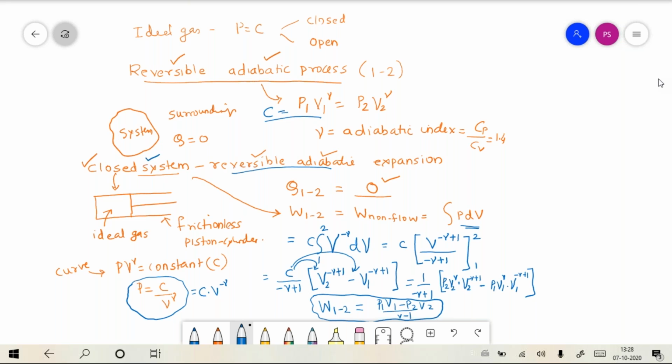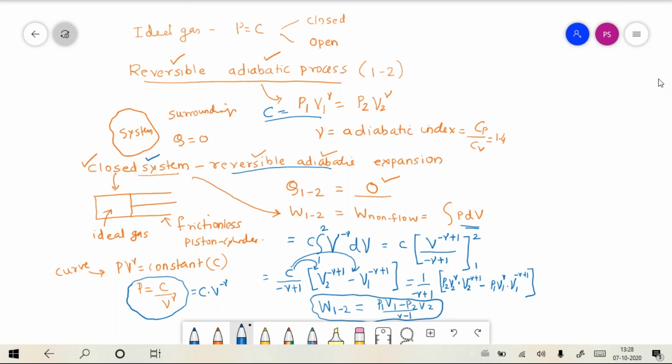Transfer from the system, meaning that this piston cylinder arrangement has to be insulated, right? So that there is no heat transfer. So if there is no heat transfer, obviously Q1 to 2 is zero. If it is a reversible adiabatic process, then it follows the law C equal to P1 V1 raised to gamma is equal to P2 V2 raised to gamma, where gamma is the adiabatic index, 1.4 for ideal gases.